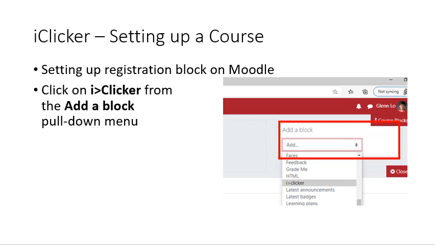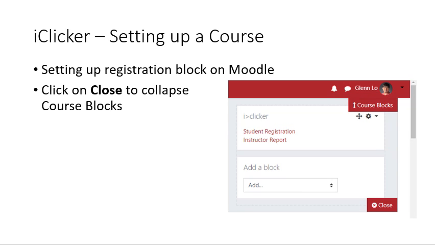Click on the pull-down menu. The available blocks are listed alphabetically, so you may need to scroll down to find iClicker. Here's iClicker. Click on it. This is what you'll see after the iClicker block has been added. This is the iClicker block. Click on the Close button to collapse the course blocks.